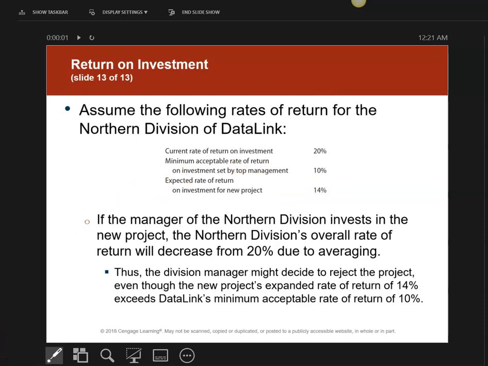So this concludes this part of the ROI for profit centers on chapter 23. And next, in the next video, I'm going to talk about residual income.